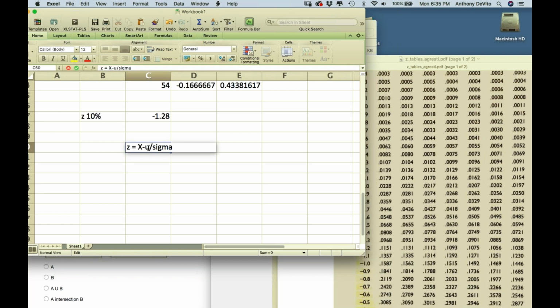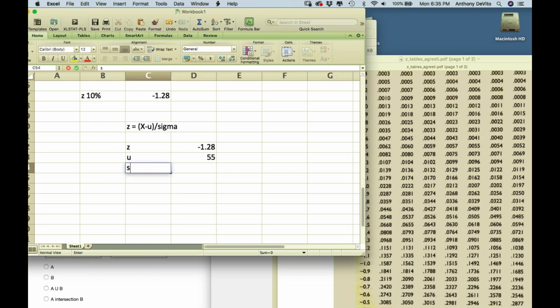I'm going to put this in parentheses here so there's no confusion. In this case, I know what z is. I know that z is equal to negative 1.28. I know that mu is equal to 55, and I know that sigma is equal to 6. The only thing I don't know in this formula is what x is.